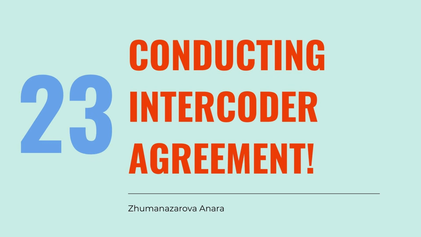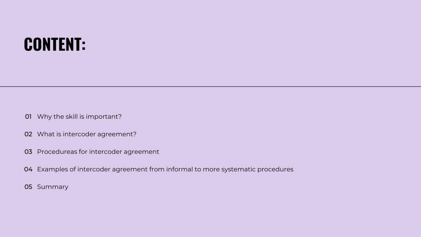Hello everyone, welcome to chapter 23, Conducting Intercoder Agreement. In today's lesson, we'll have 5 parts, starting from why the skill is important, and then what is the intercoder agreement, and then procedures and examples of intercoder agreement from informal to more systematic procedures. And the last one is summary.